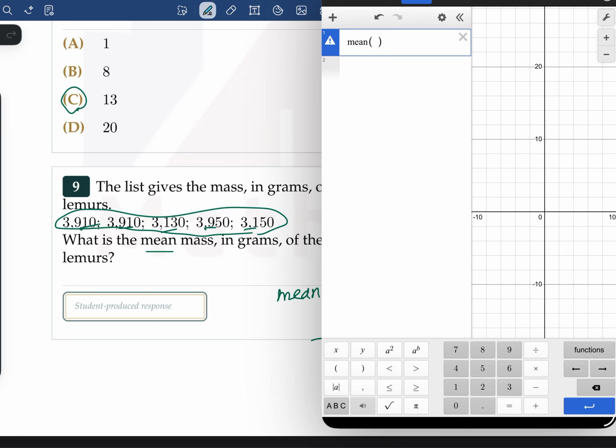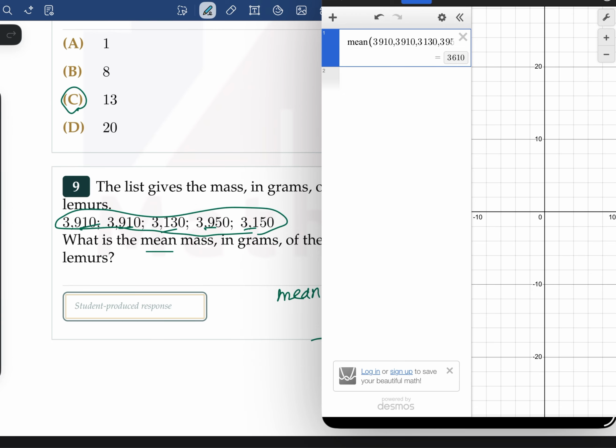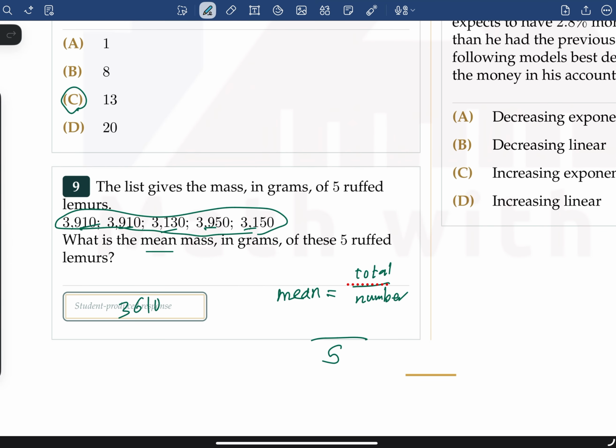So 3,910, comma, 3,910 one more time, and then we have 3,130, 3,950, and the last number is 3,150. And be very careful writing the numbers. You have to double check, because maybe you miss a number or something. So the answer is 3,610. And that's our answer for this question, number 9.